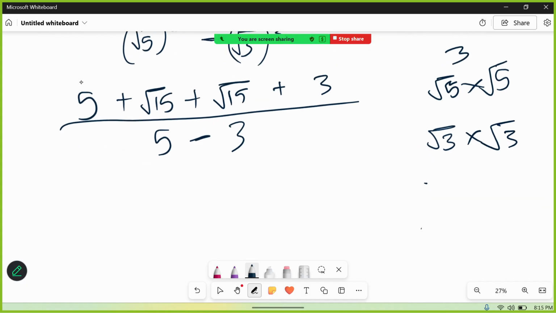So let's carry on. We have 5, which is the same with 3. Why is 5 and 3 like terms? Like terms means that they look alike.